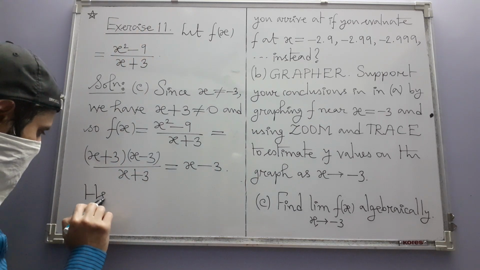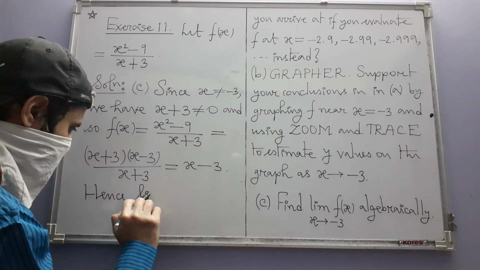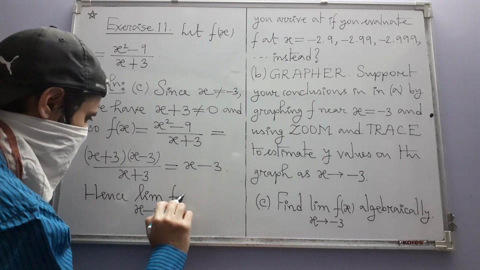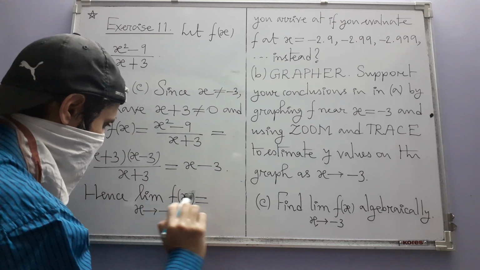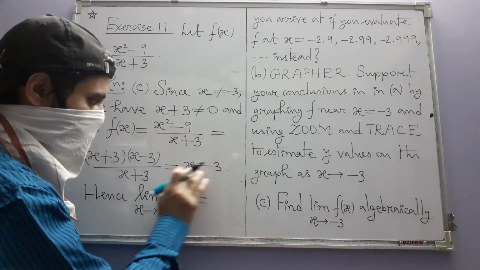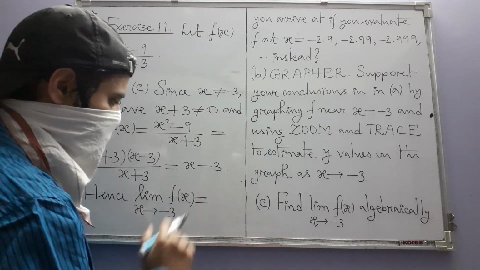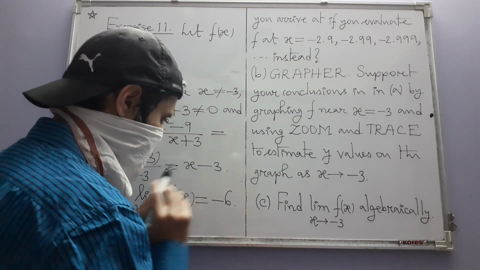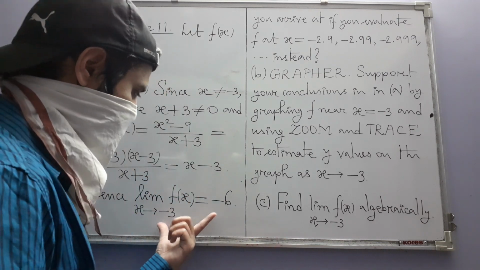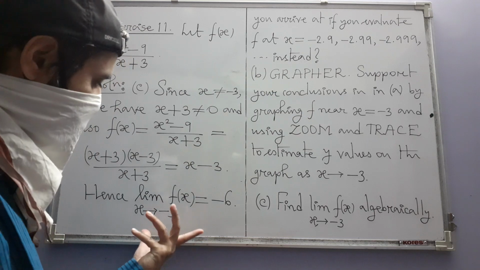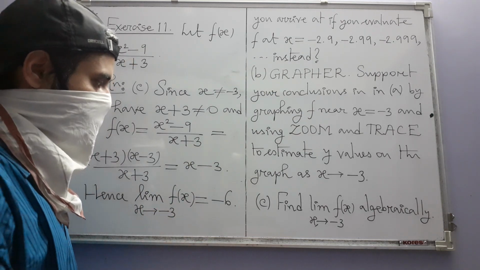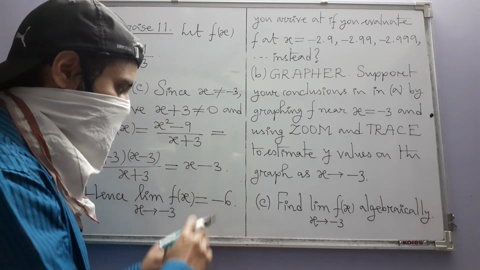Hence, so what would this limit be? Now that you have reduced the formula to this, the limit will obviously be minus 6. Keep in mind, there is one great mistake in interpreting this equation, that I put x equal to minus 3 here in the formula and I get the limit.